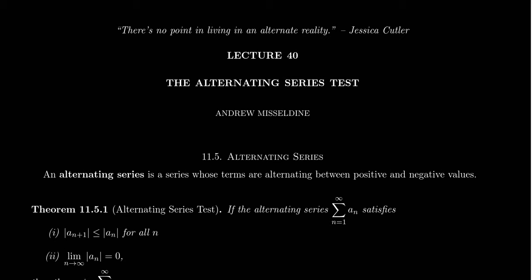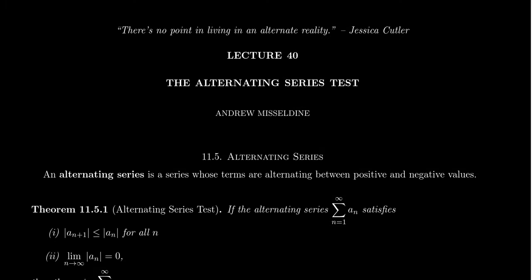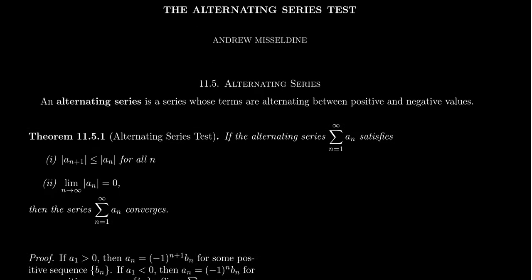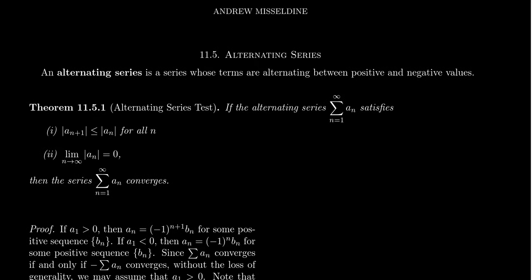In lecture 40, we're going to introduce one more convergence test for series. This is known as the alternating series test. Some of our examples here will have been derived from examples found in section 11.5 in James Stewart's calculus textbook. So what do we mean by an alternating series? An alternating series is a series whose terms alternate between positive and negative values.